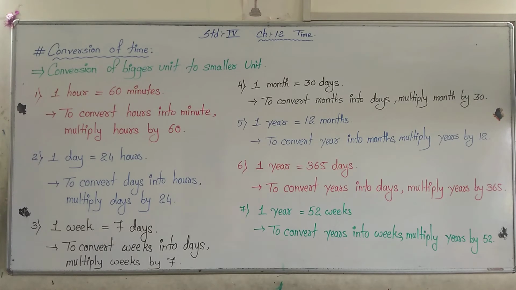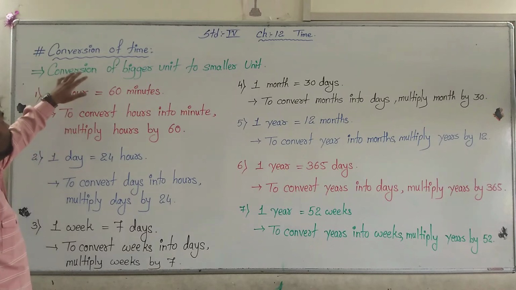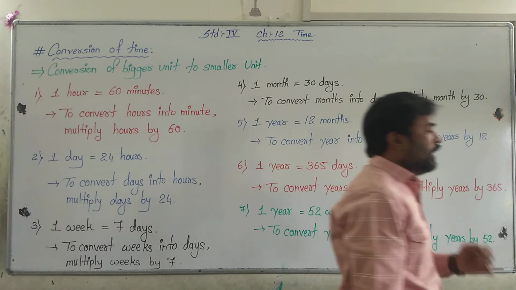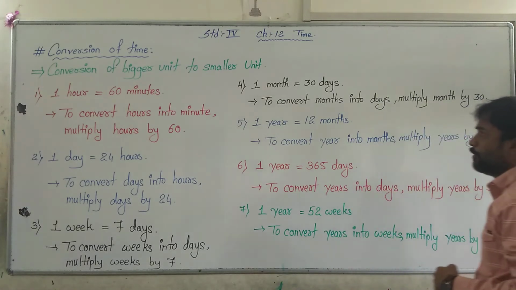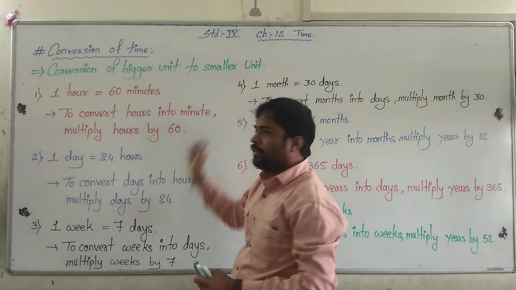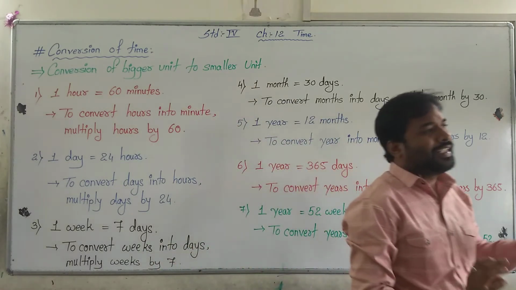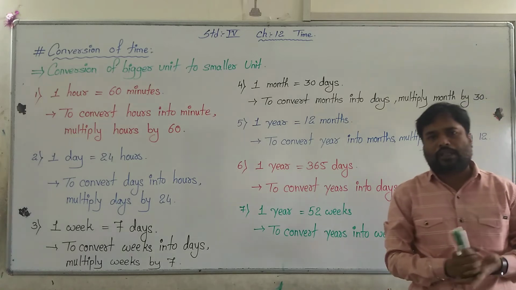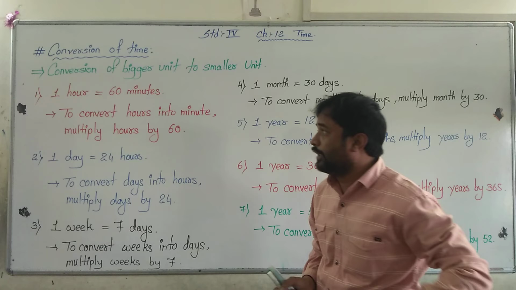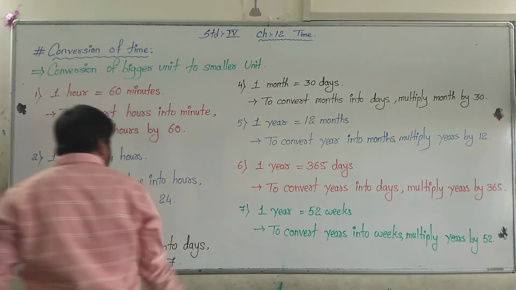Now moving on to our main topic, that is conversion of time. How to convert, the main thing. So in this chapter we are going to convert the bigger unit to the smaller unit. Right? And since we are converting from bigger to smaller, we always multiply. Whenever we have to convert from a bigger quantity to a smaller quantity, at that time we always multiply that quantity. So here, there are 7 conversions.